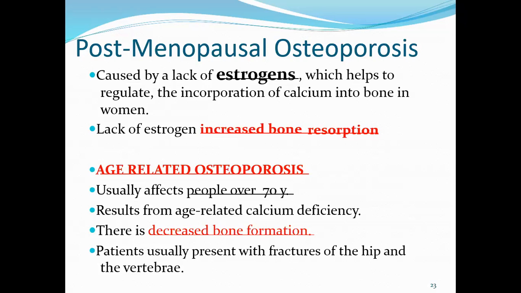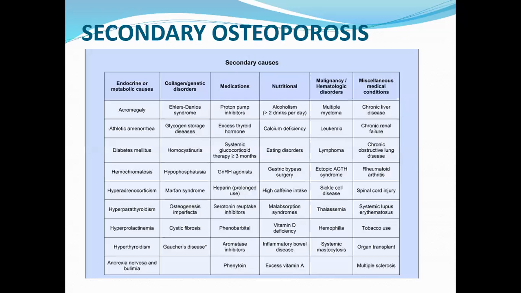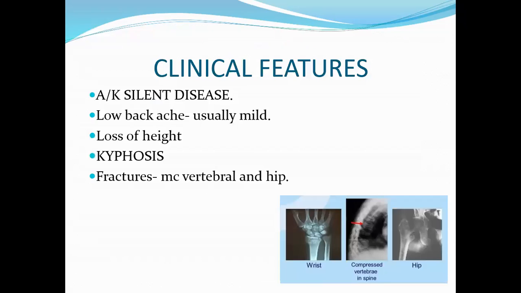Then the patient usually presents with fractures of the hip and the vertebrae. They are not healed properly, or the rate of healing is very slow in the case of an old age person. These are the secondary osteoporosis conditions which occur in this case. Just go through this, in which case there are collagen and genetic disorders, then medications, then nutritional causes, likewise things that have to be mentioned here. Then clinical features.